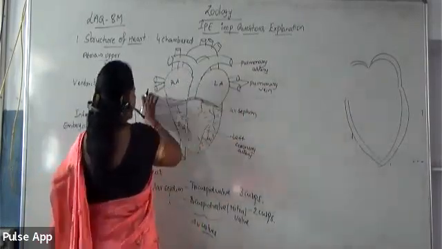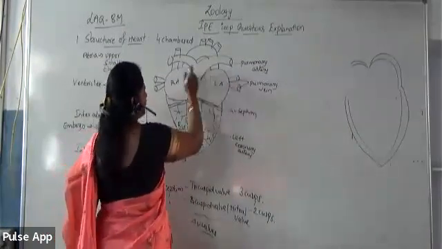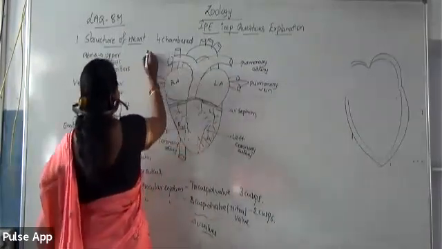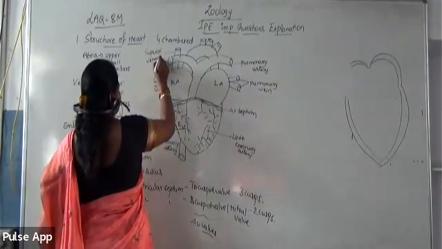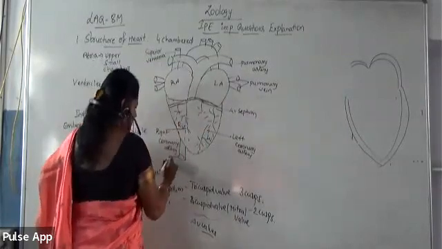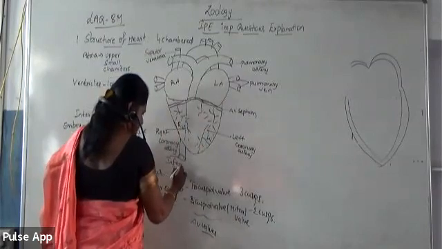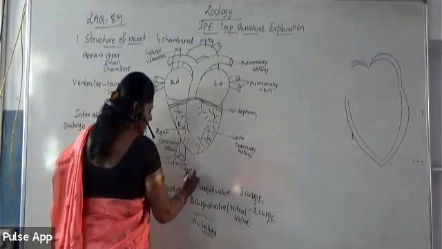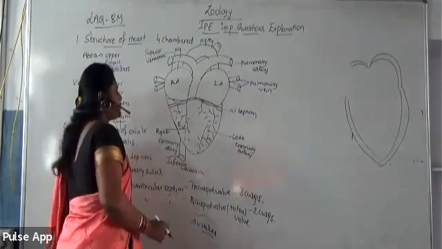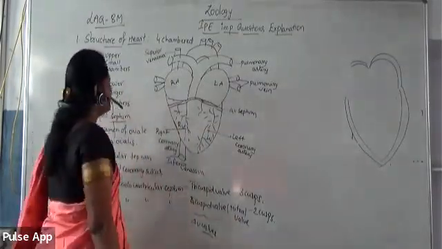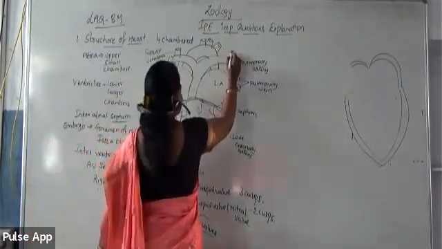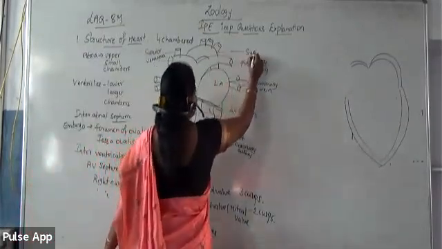So pulmonary veins, right pulmonary veins and left pulmonary veins. And this is superior vena cava. And this is inferior vena cava. They have only been mentioned as precaval veins and postcaval veins in your textbook. And finally, this is systemic aorta or systemic arch.